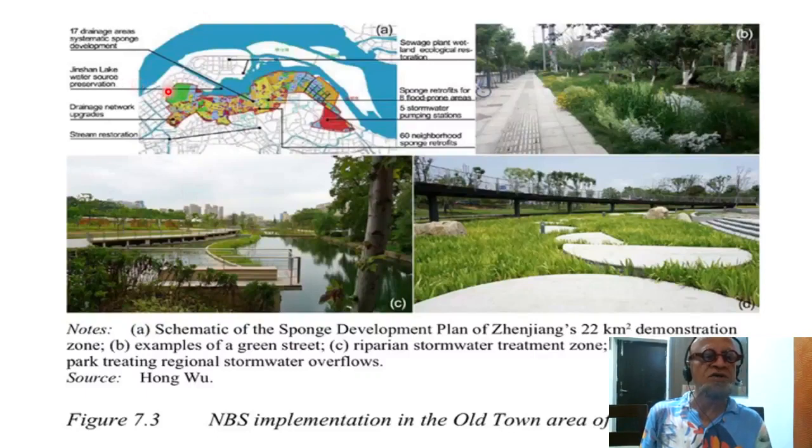There is a lake for water source preservation, drainage network upgrades have been done, stream restorations, sewage plant, wetland ecological restoration, sponge retrofits for 8 flood-prone areas, 5 stormwater pumping stations here, and 60 neighborhood sponge retrofits. You can see specific pavements here with rain gardens, wetlands mixed in nicely with the urban development in the background, and the parks and public accesses to various of these NBS zones.